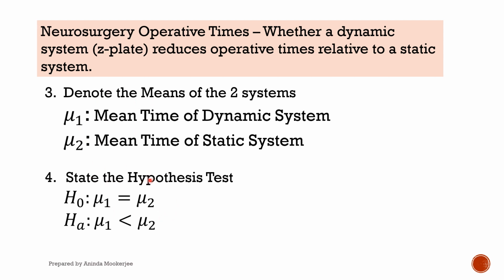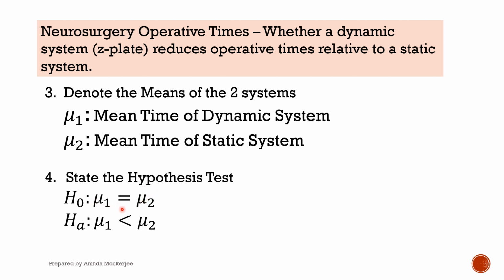And then to state the hypothesis, the null hypothesis H sub 0 must say that the mean time using the dynamic system and the static system are the same. It should always have an equal sign in it. And again, I'll remind you that you always have to state your null hypothesis using the population parameters. It has to be mu sub 1 and not x bar sub 1 and x bar sub 2.